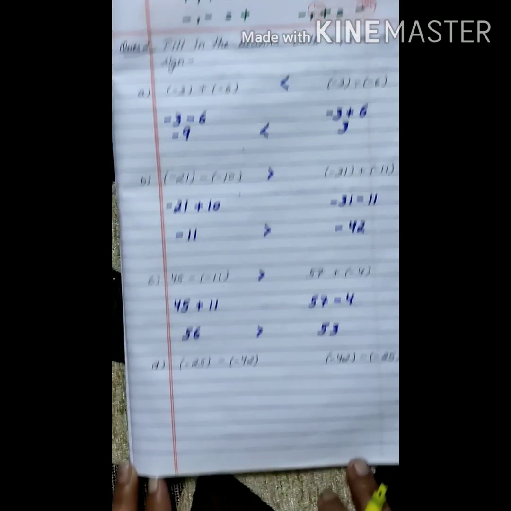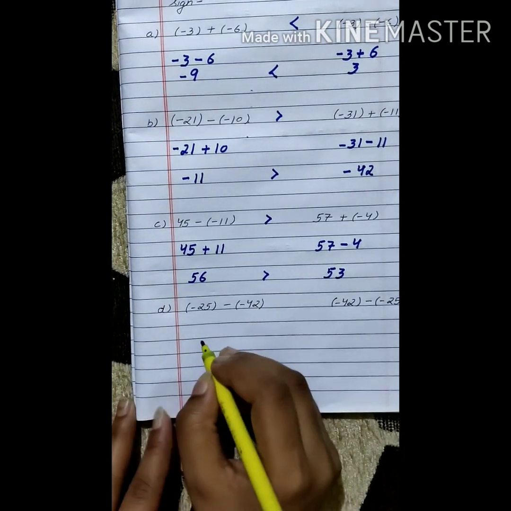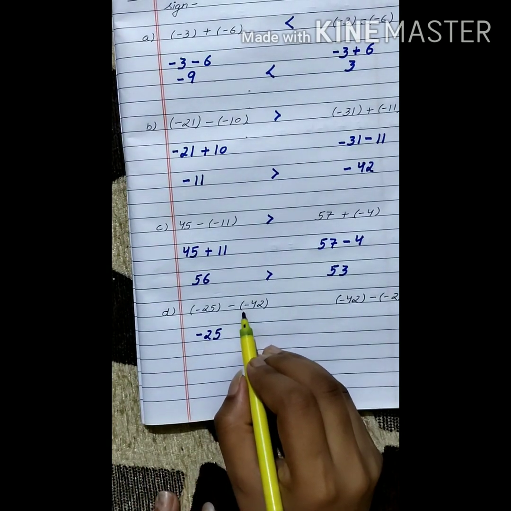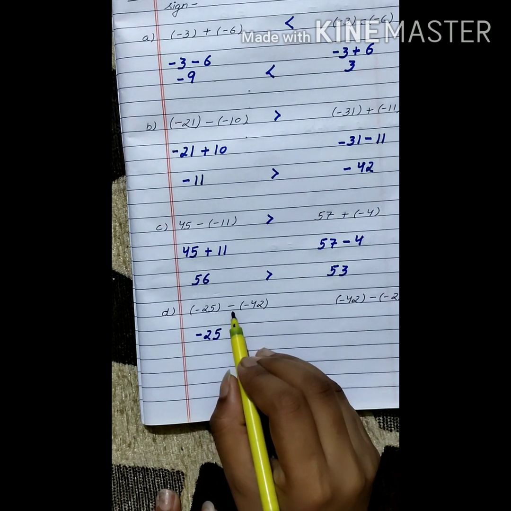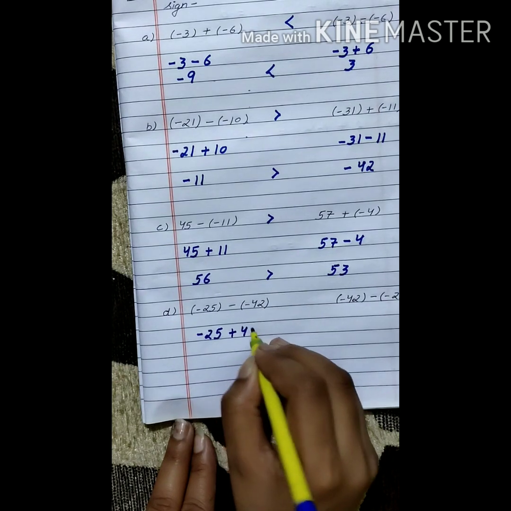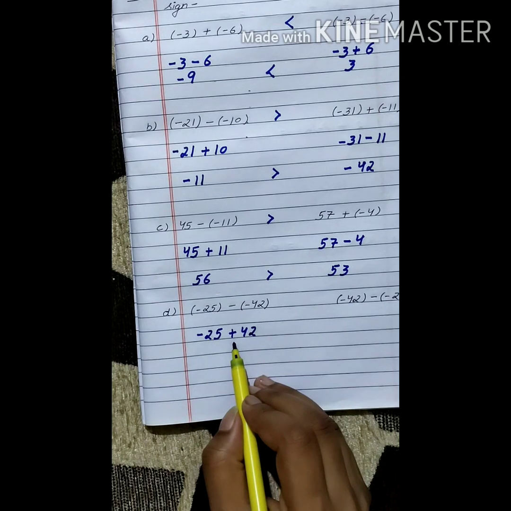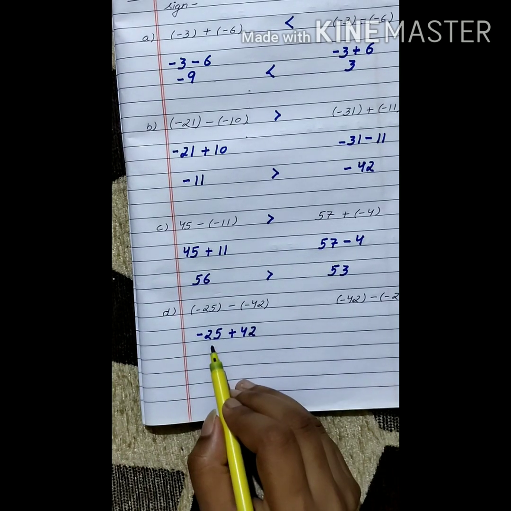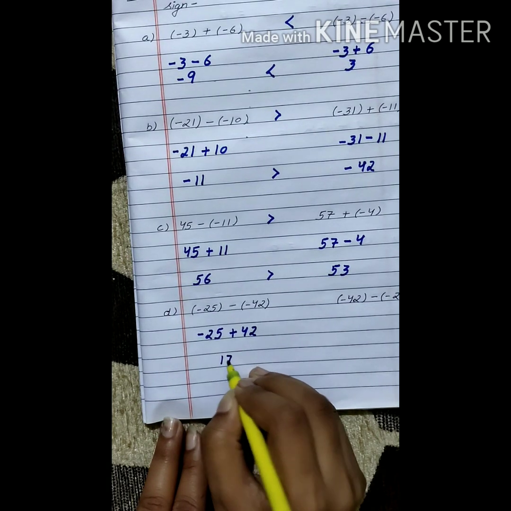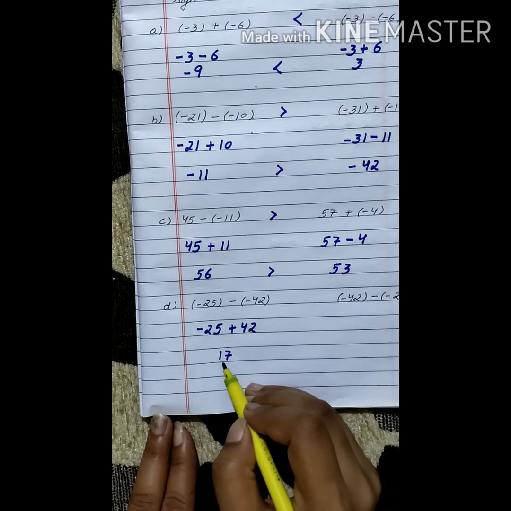D part. Minus 25 minus minus 42. Firstly, we will solve the bracket. Minus 25 as it is. Here we have two signs together, so convert it into a single sign. And we know that minus minus plus. So it will become plus 42. Now it is a negative integer and it is a positive integer. Minus plus minus. So we will subtract these two terms. After subtraction, we will get 17.